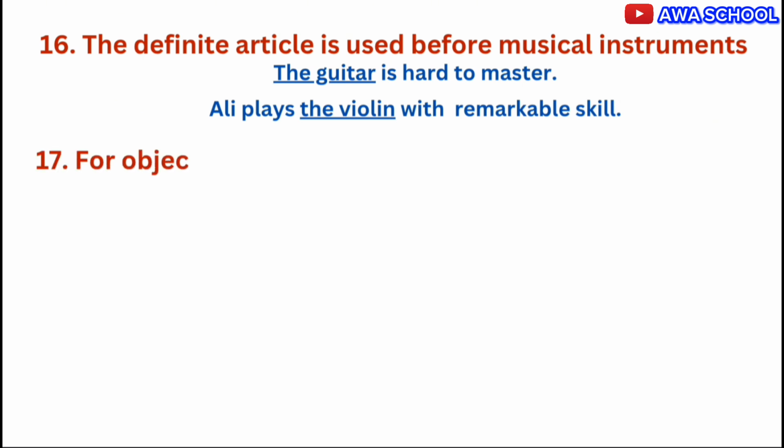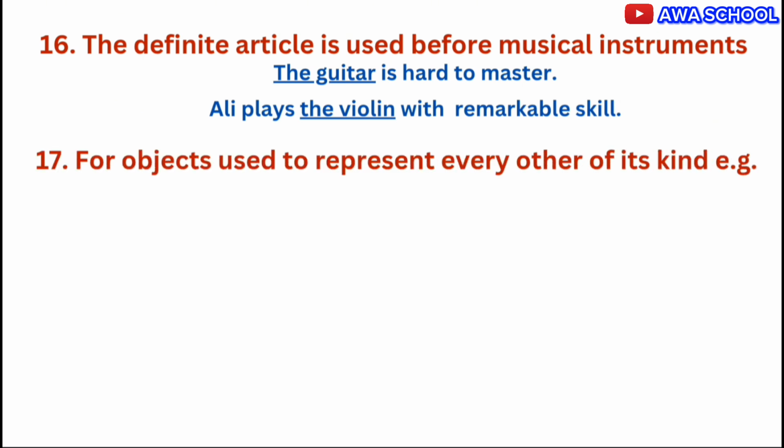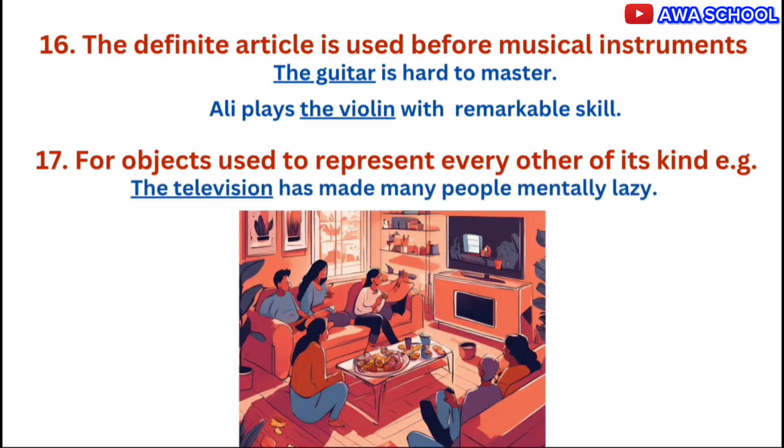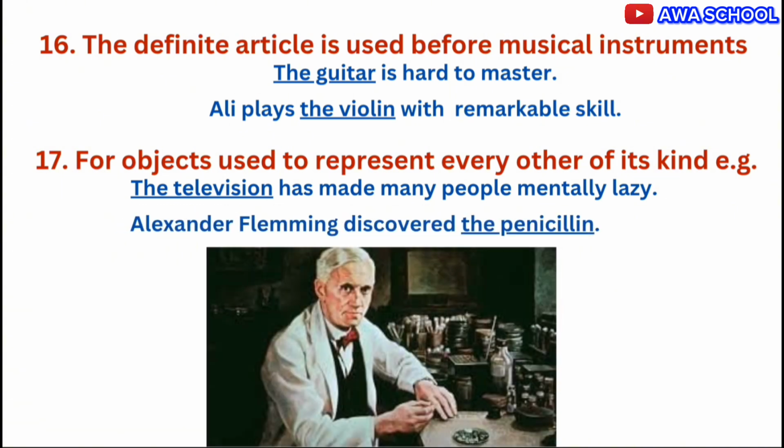Also, when you use one object to represent all of its kind, you make use of the definite article the. Example, the television has made many people mentally lazy. Another example, Alexander Fleming discovered the penicillin.